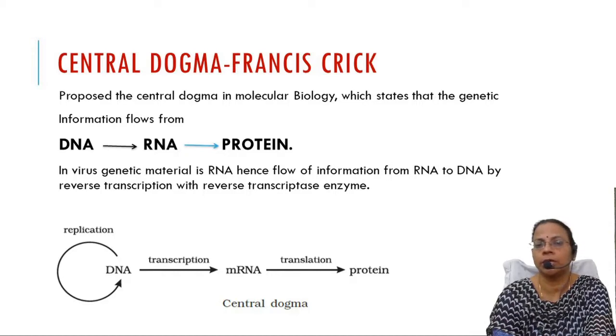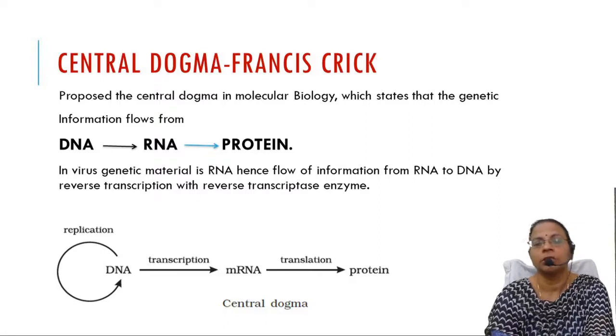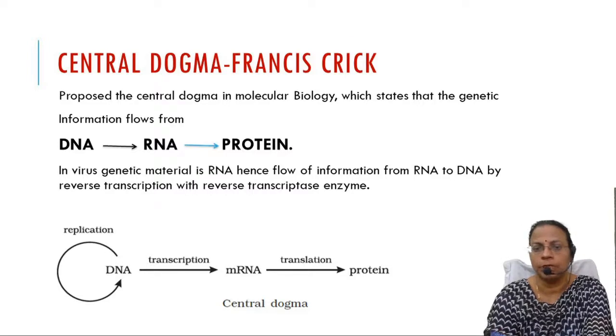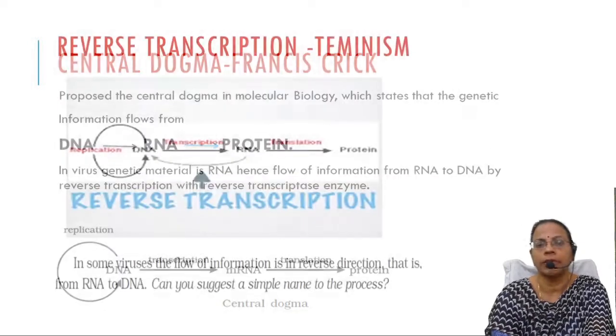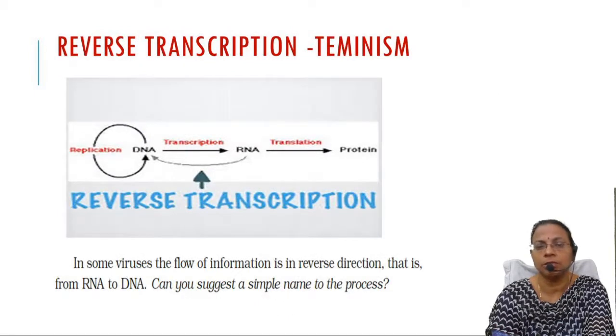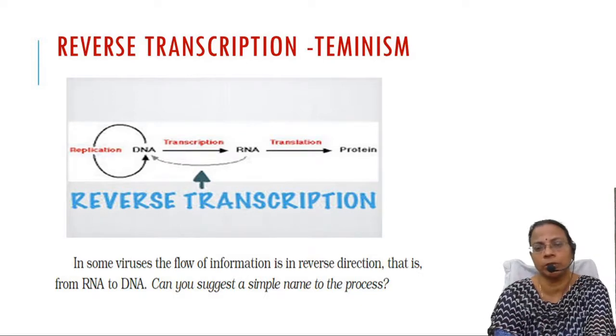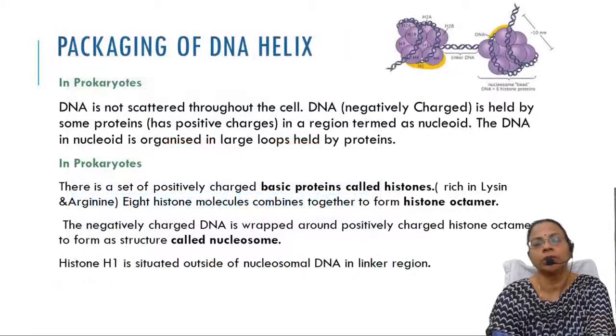Then DNA, RNA, protein, that concept of unidirectional flow of information, that entire thing we call central dogma. And central dogma reverse, as I already said, is in virus. Reverse transcription, that concept is proposed by Temin, hence that process is called Teminism. Then we will move on to the next one.